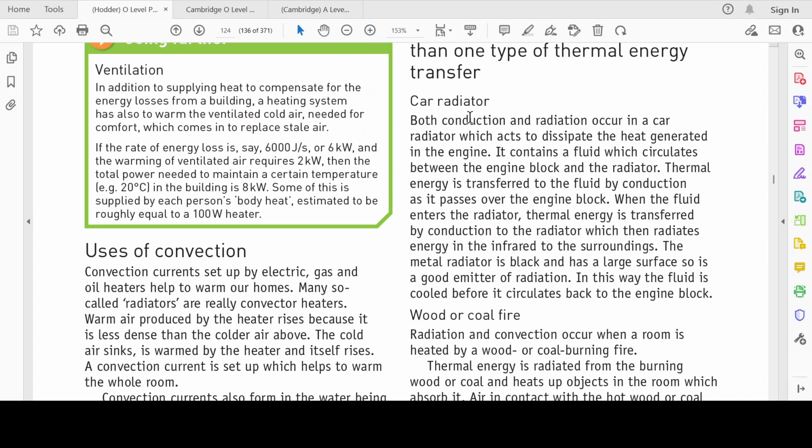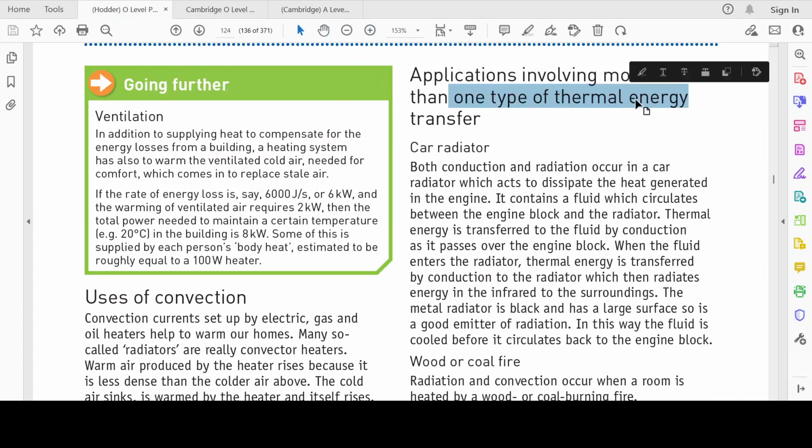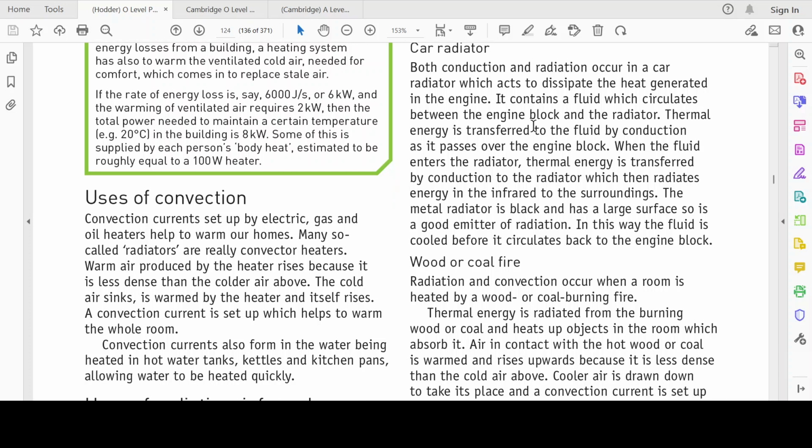So, application involving more than one type of thermal energy transfer. A car radiator. What's happening here? Both conduction and radiation occur, which act to dissipate, meaning lose or lessen, the heat generated in the engine. So there's a fluid inside. It could be water, it could be radiator fluid, which has some other chemicals mixed in, and it circulates between the engine and the radiator.